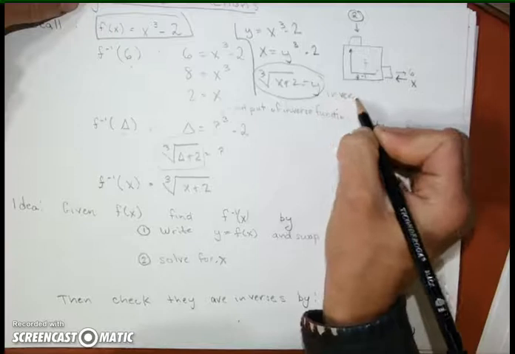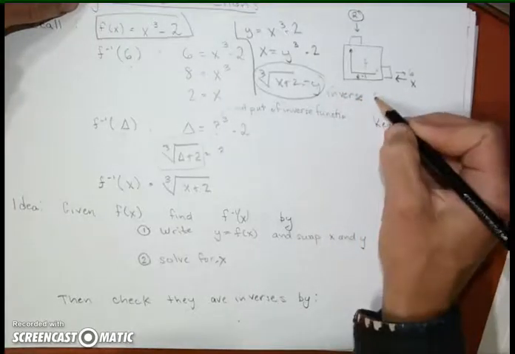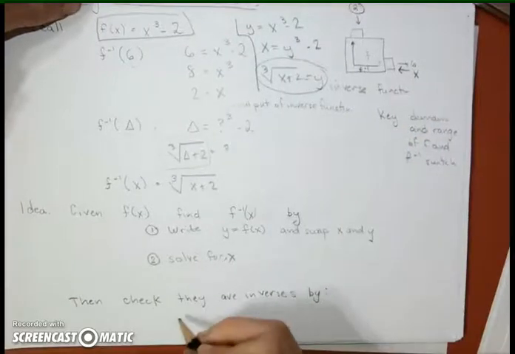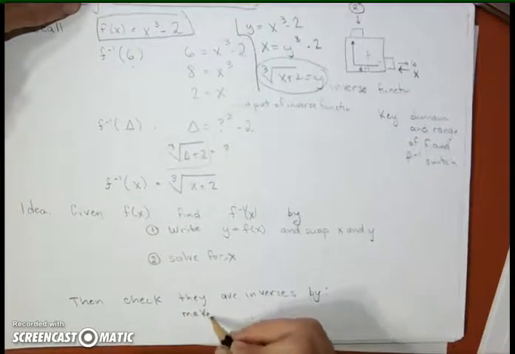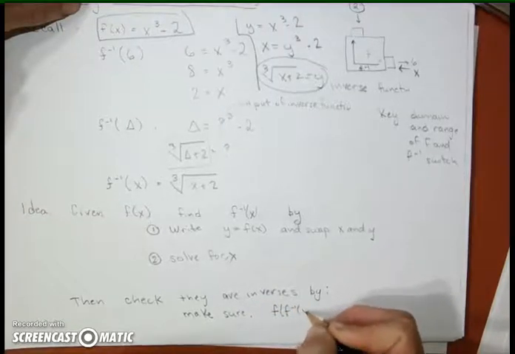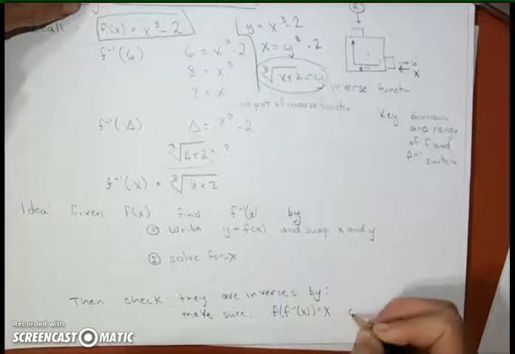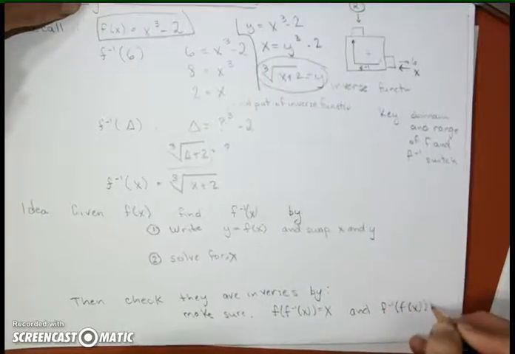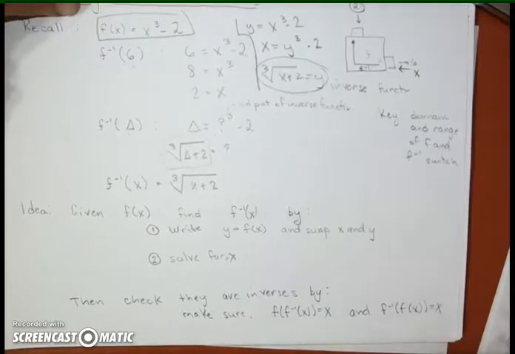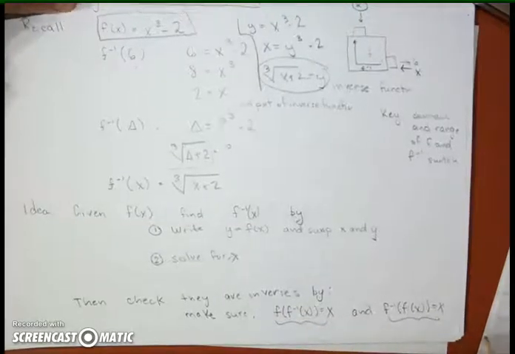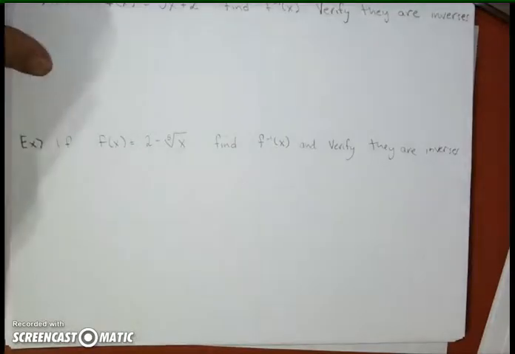We'll do a couple more examples in a minute. That was pretty fast. So then how do I check they're inverses? I make sure that f of f inverse of x equals x and f inverse of f of x equals x. And that's pretty important, this is how we check, because this is the definition of an inverse function. Okay, so let's do a bunch of examples.